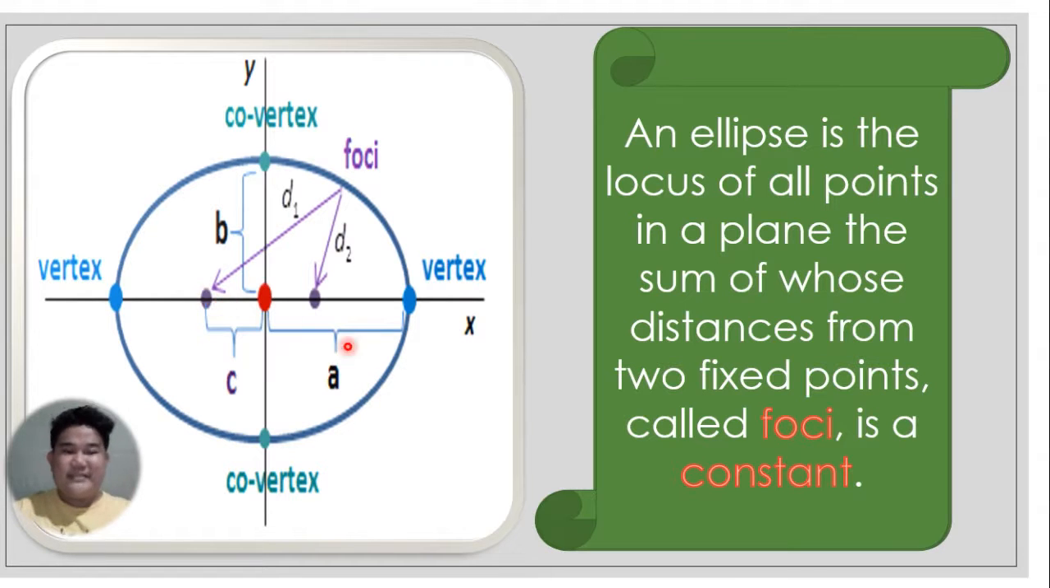So what is the best example, or what is the real life application of our ellipse? It is the orbit of our planets in our solar system, because the orbit of our planets in our solar system is elliptical in shape. Correct? Elliptical in shape.